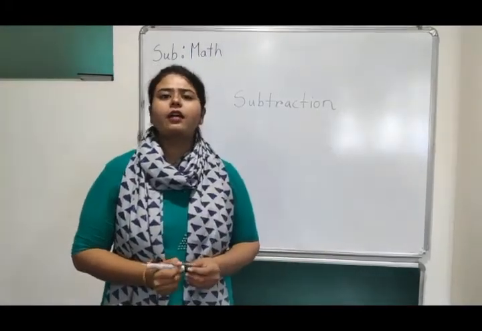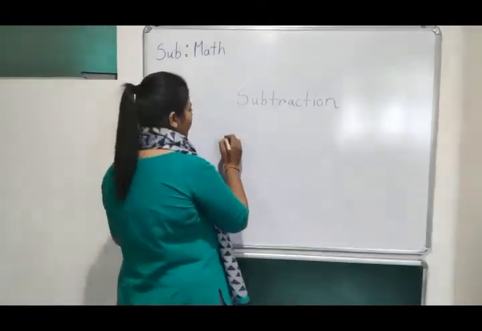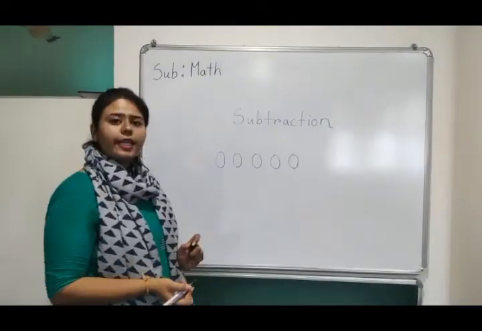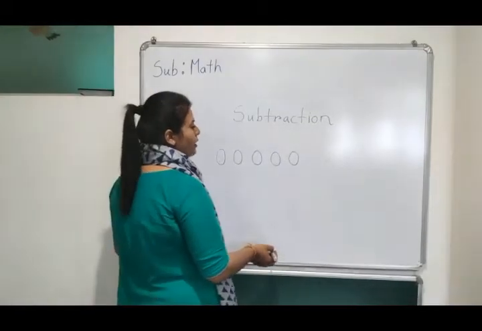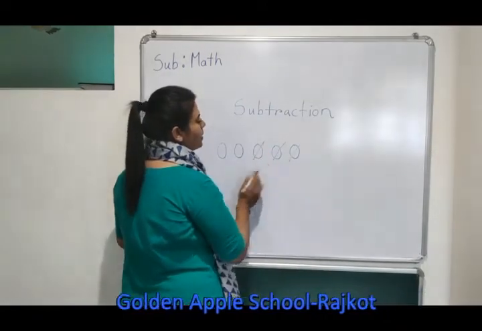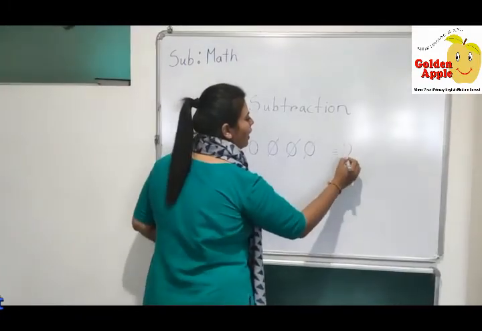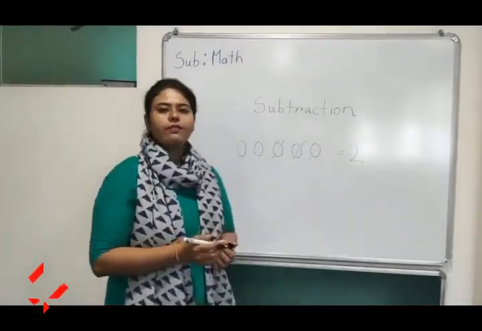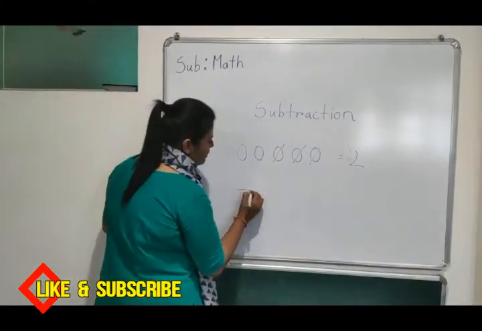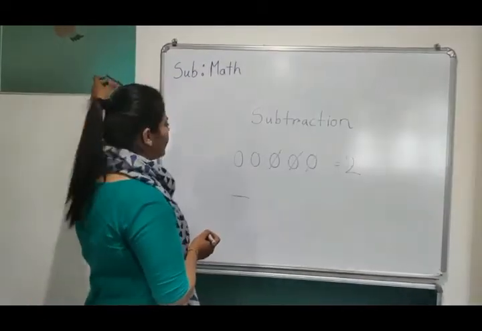Subtraction means taking away. If I say I am having 5 balls and my friend takes away 3 balls, so I will cross out 3. 1, 2 and 3. So how many are left? There are 1 and 2. So there are 2 balls. So this way we can do subtraction, and this sign shows subtraction. Okay, so now we will see some examples.